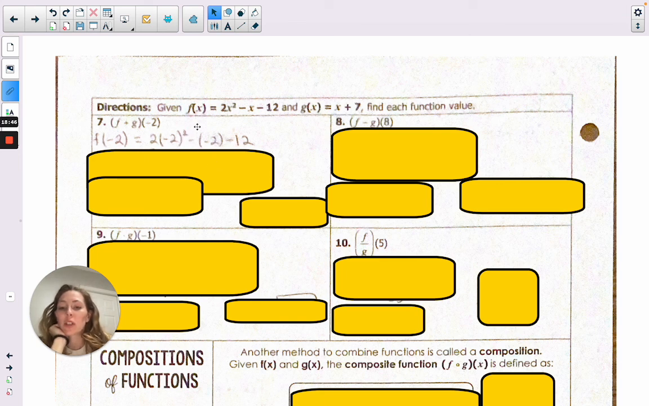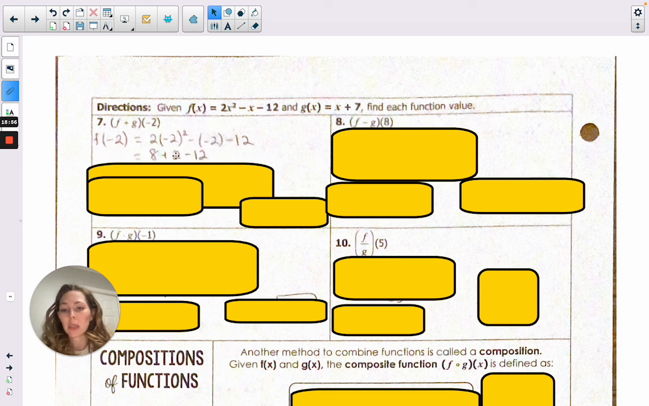So square this first and you get 4. 4 times 2 is 8. Then this would become a +2 because minus a negative becomes a plus, and then you'd have -12. So 8 plus 2 minus 12. Do that in the calculator, you get -2.